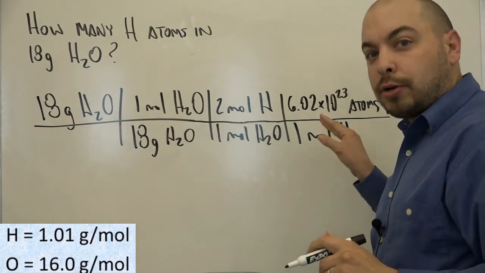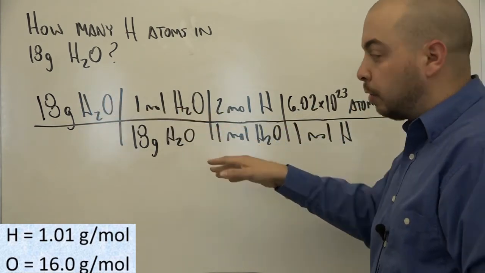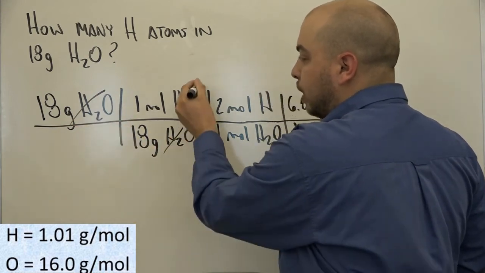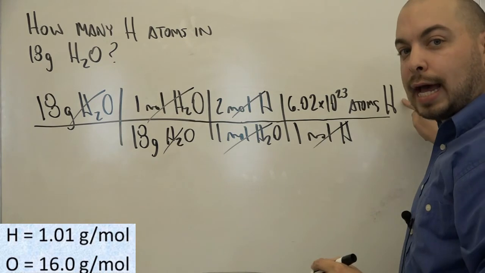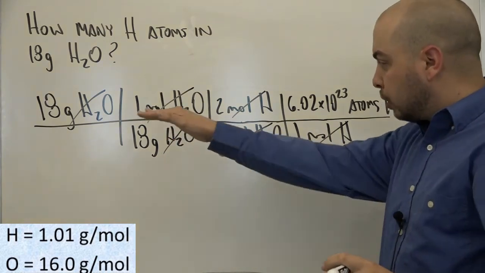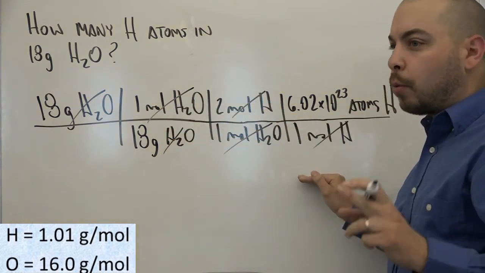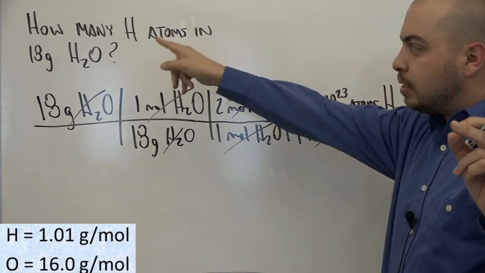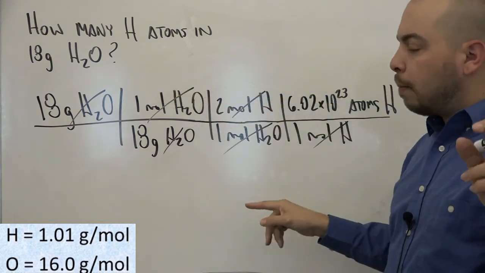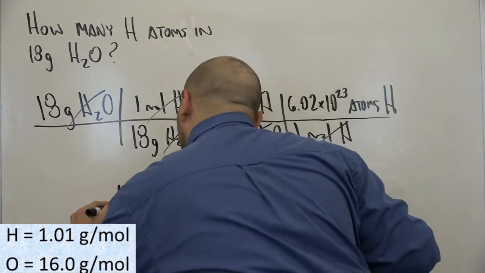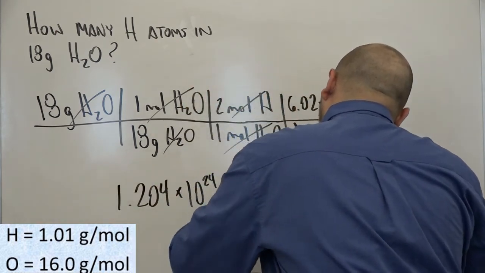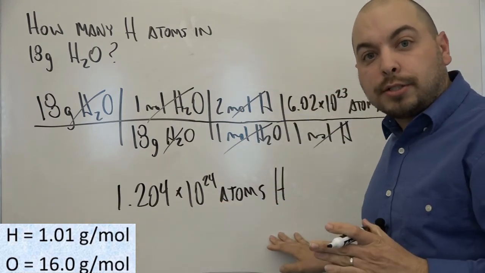As always, we check our units. We divide, we cancel. So we cancel out grams of water. We cancel out moles of water. We cancel out moles of hydrogen, and we're left with just atoms of hydrogen. Now, we multiply across the top, we divide across the bottom, and what we find is that in this 18 grams of water, we have 1.204 times 10 to the 24th atoms of hydrogen. So there's your answer.